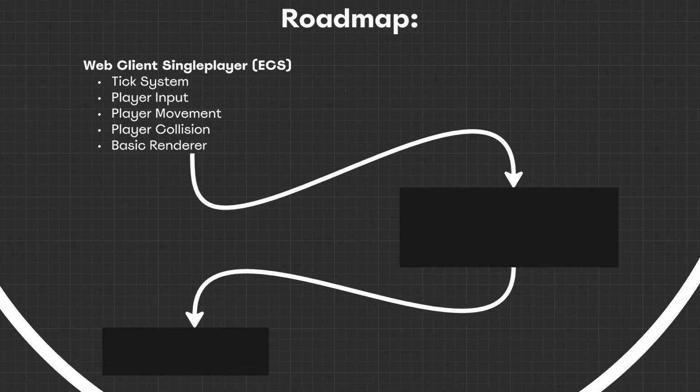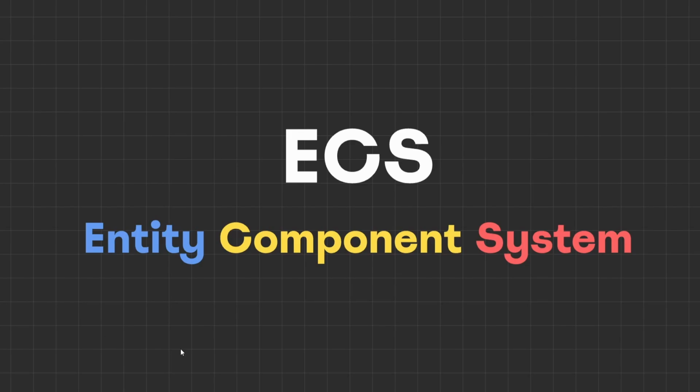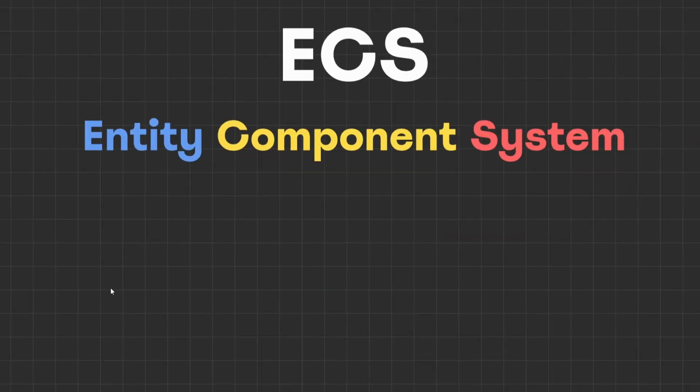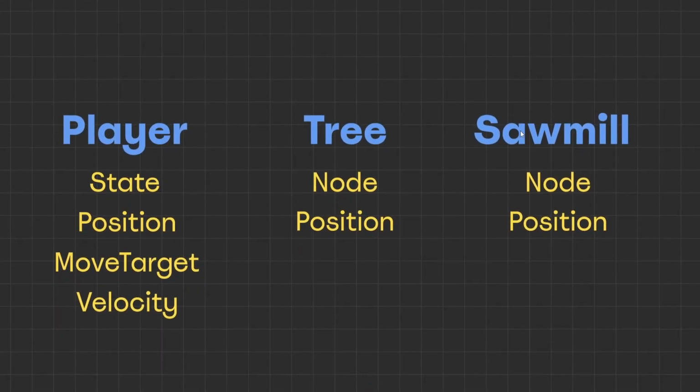Our first task on the roadmap is to convert the prototype into Rust using an ECS. I'll quickly go through what that is and how we'll use it. An ECS stands for Entity Component System. So entities are collections of components, which are data, and systems take these components and use it for the game logic. So if we have a player, tree, and sawmill entity, we can assign components that are only relevant to them. So for the player, they can move around, but the tree and the sawmill are stationary.